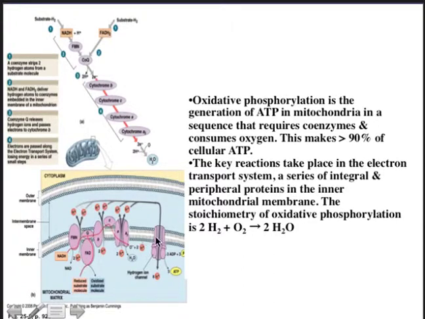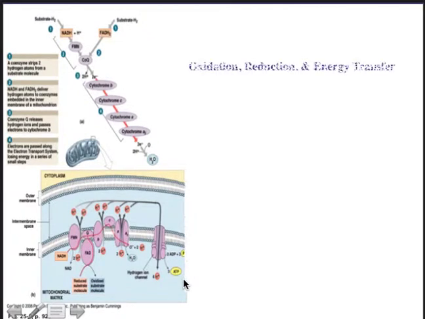that generate the energy needed to drive life. So the key reactions take place in the electron transport system, a series of integral and peripheral proteins in the inner mitochondrial membrane. The stoichiometry is 2 hydrogen molecules plus 1 oxygen molecule make water, okay? But it's, again, the fact that we oxidize this molecule and reduce the oxygen, that energy is used to generate all the ATP that the cell needs in order to operate.